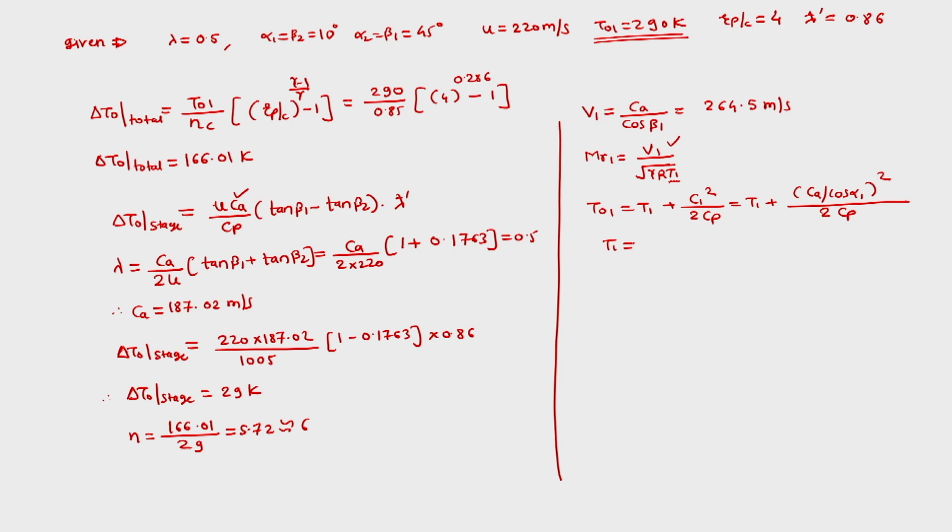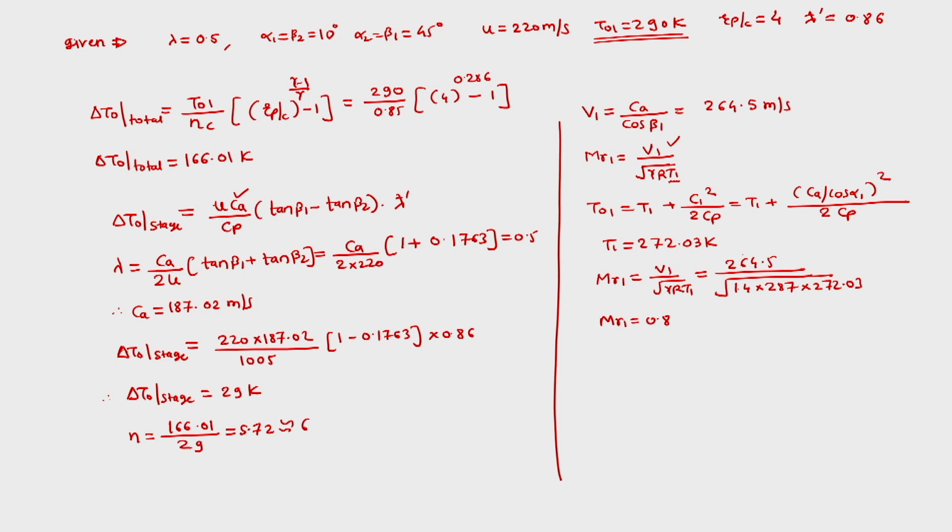So we get T1 as 272.801 Kelvin. So we can know Mach number relative at inlet is equal to V1 upon under root gamma RT1, and then this is equal to 264.5 divided by under root 1.4 into 287 into 272.03, and this gives us MR1 as 0.8.